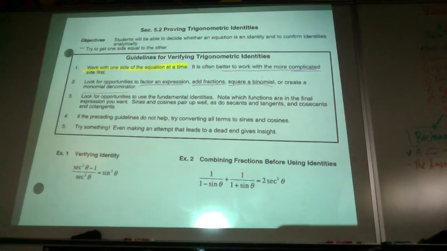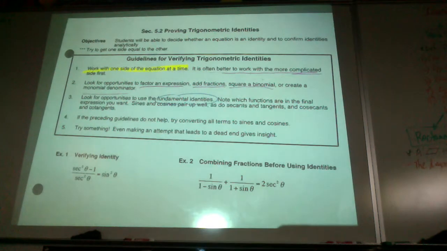Step 3, look for opportunities to use the fundamental identities. Those are the identities from 5-1 that you're getting tested on every time. We're looking for places that we can always do equal substitutions for those. Note which functions are in the final expression you want. So if I'm working the left side of the equation, I'm always looking at the right side to see where do I have to go. Here's what I've got. The right side is telling me where to go, or vice versa. If I'm working the right side, look to the left side. It's telling you where you need to go. It's helping you with your map and your route that you're taking to get there.